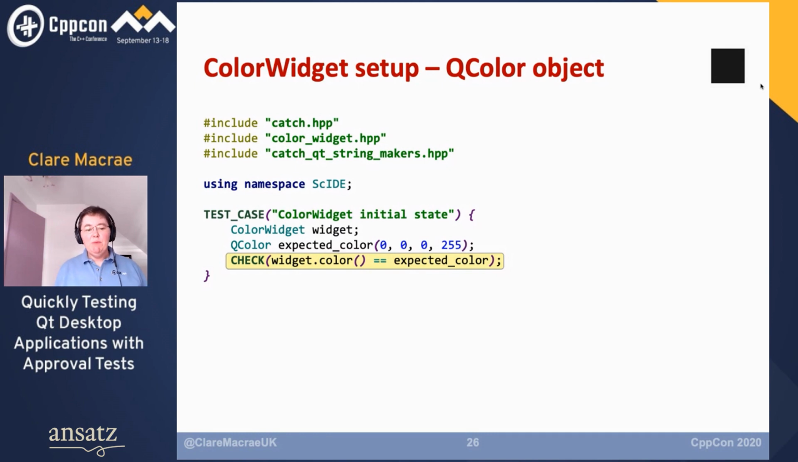Now, at this point, I have to confess that it took me a while to get that test to pass because I first wrote expected color is 0000, which turns out to be opaque. And you might know that Catch writes out really helpful information when a test fails, but it didn't know how to write out a QColor. So it wrote out question mark is not equal to question mark. It took me a while to work out that it was the opacity that was wrong.